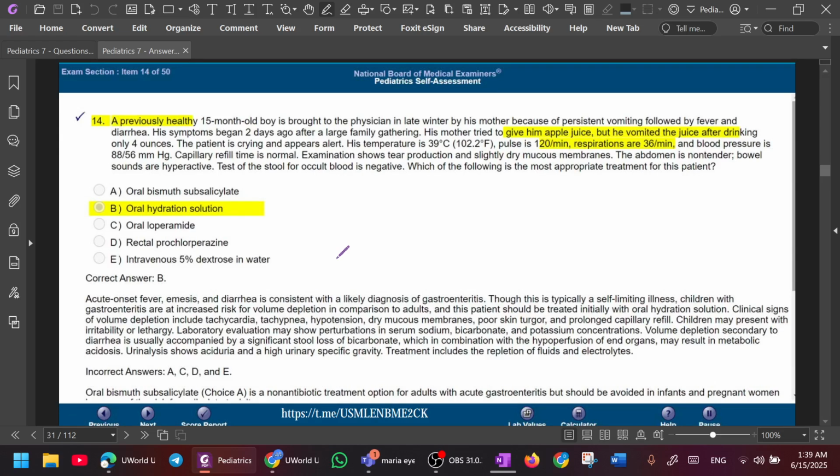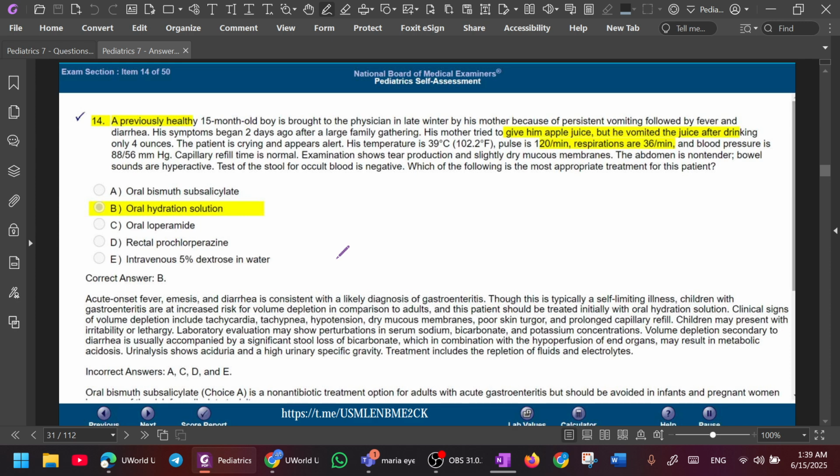Oh, oral hydration, even if he's throwing up. Acute onset fever, vomiting, and diarrhea is consistent with gastroenteritis. Though this is typically self-limited, children with gastroenteritis are at increased risk for volume depletion in comparison to adults, and these patients should be treated initially with oral hydration solution.